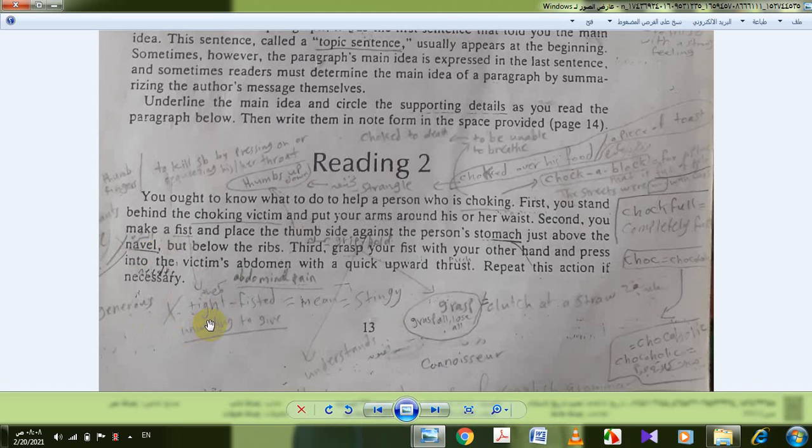We have tight-fisted. Tight-fisted means stingy, unwilling to give, insan bakhil. The opposite is generous. Tight-fisted, إيده ماسكة يعني. Tight-fisted means mean. It means stingy. It means unwilling to give. And the opposite is generous.